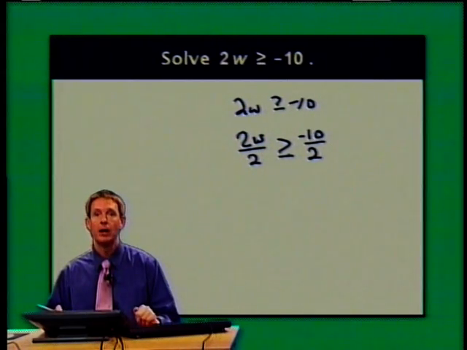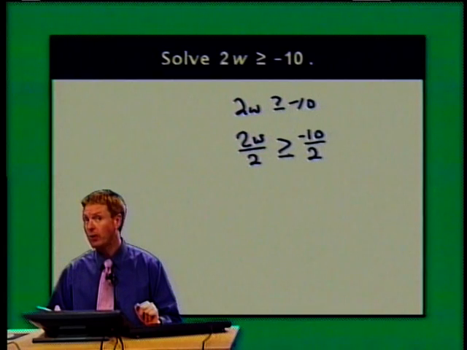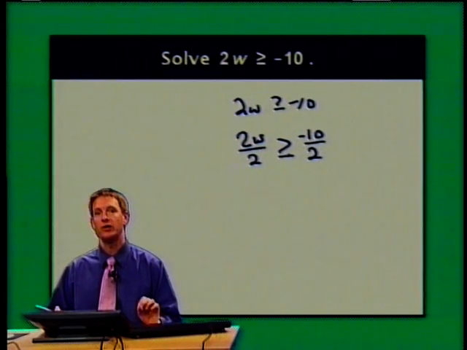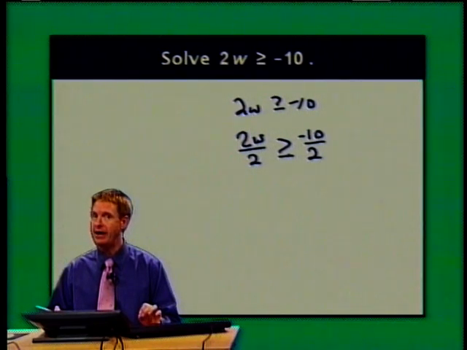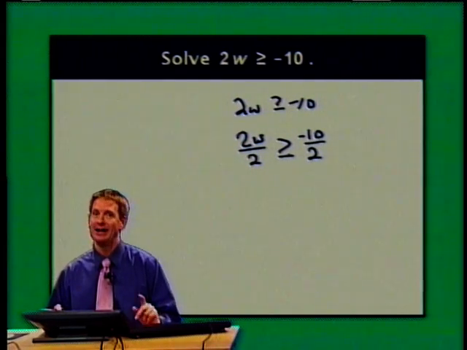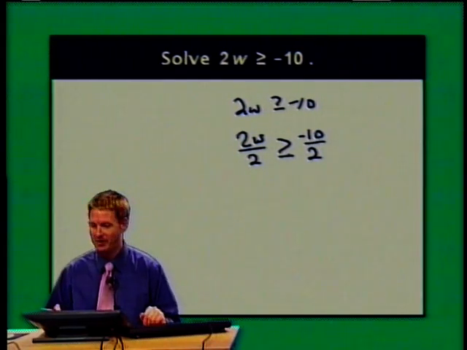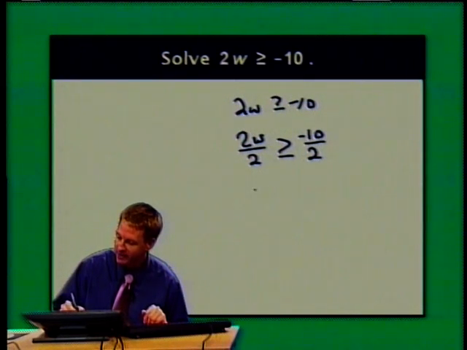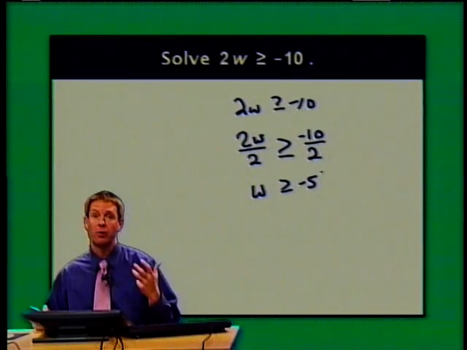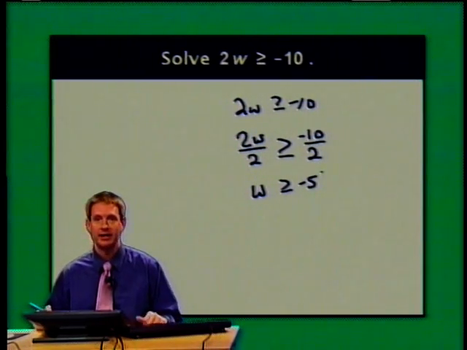remain the same. Now you'll notice that the last symbol I wrote here was my greater than or equal to symbol. That's because when you start multiplying or dividing in an inequality environment, you need to be prepared for the unexpected. And you're going to see the unexpected here pretty quick. 2w divided by 2 is w. Negative 10 divided by 2 is negative 5. So my proposed equivalent inequality is that w is greater than or equal to negative 5.